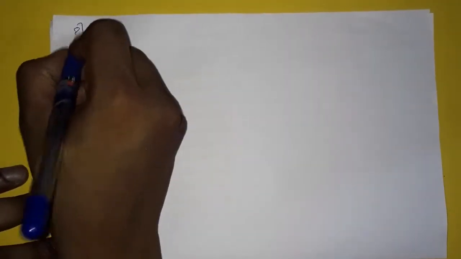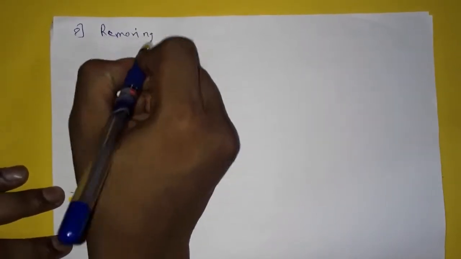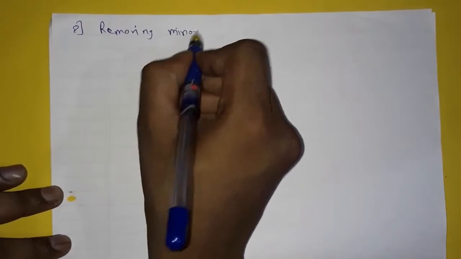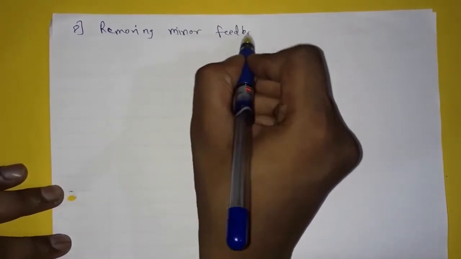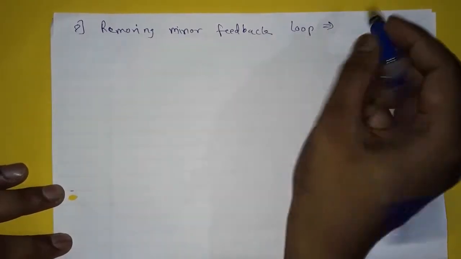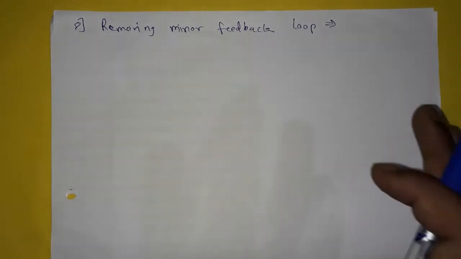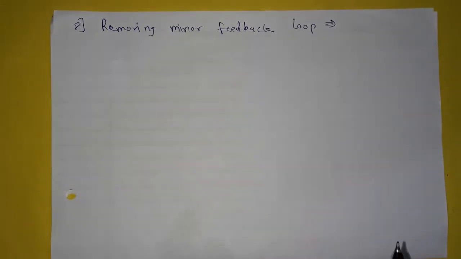Last, that is eighth, is removing minor feedback loop. In this rule, we remove the feedback loops step by step. That is, the number of blocks we arrange in a single block.